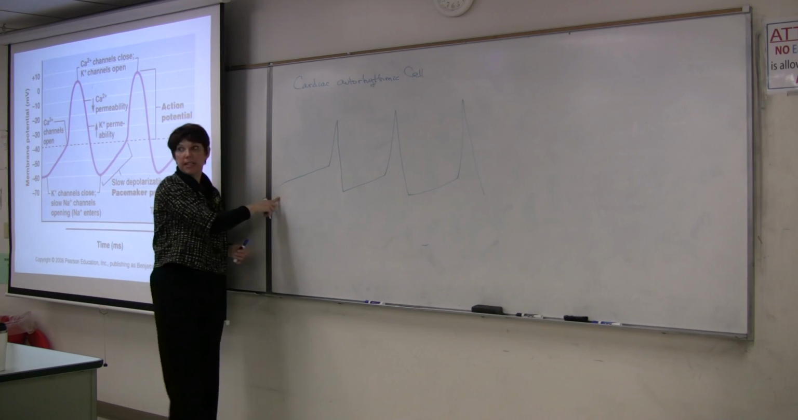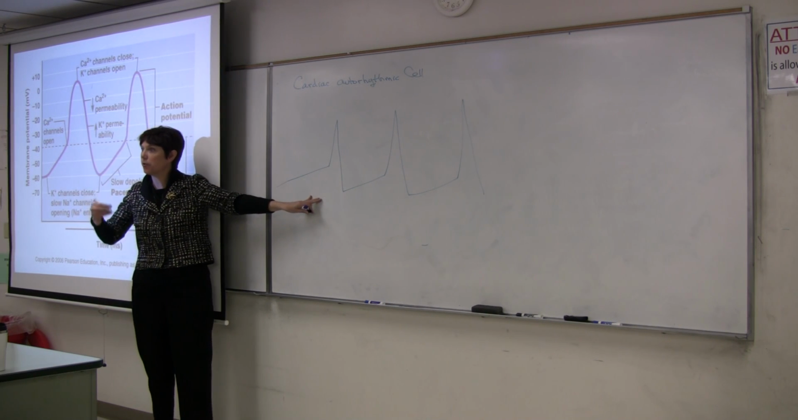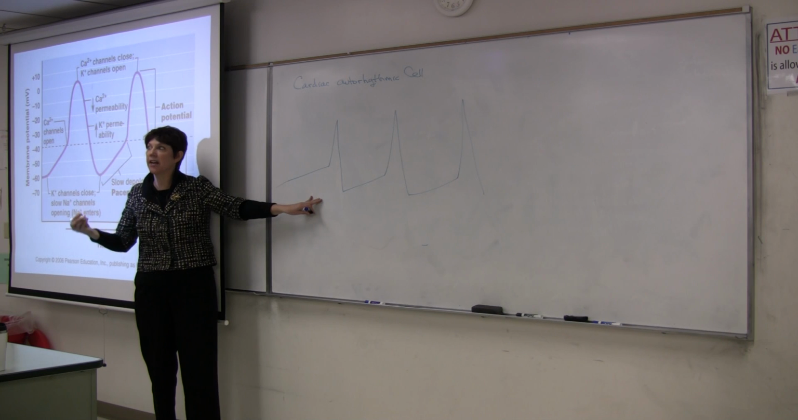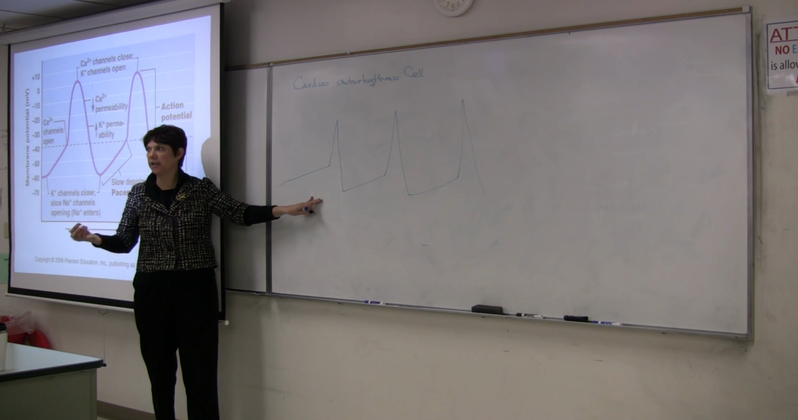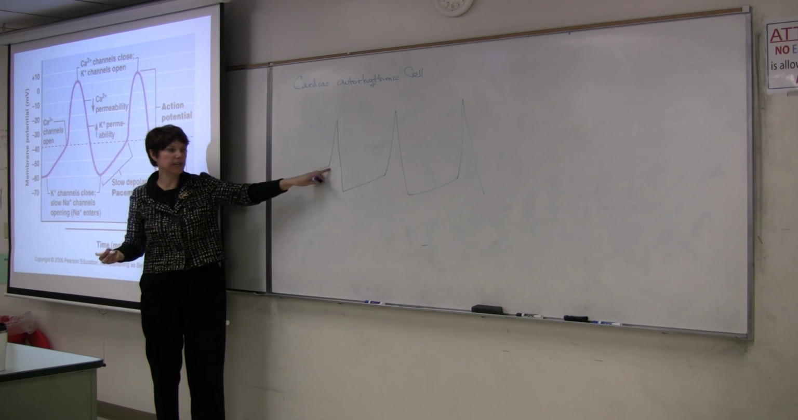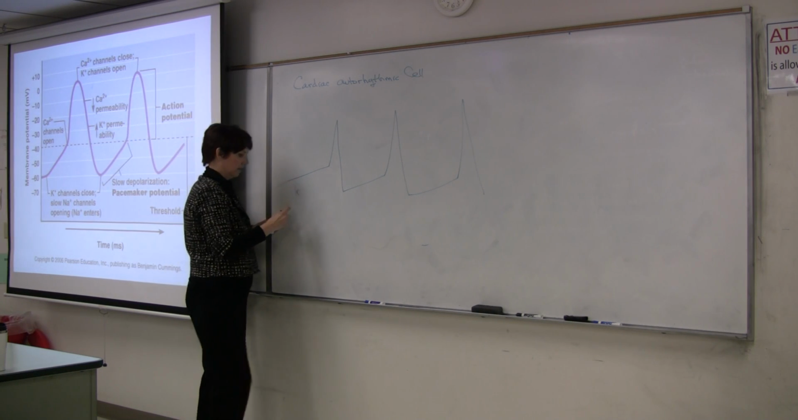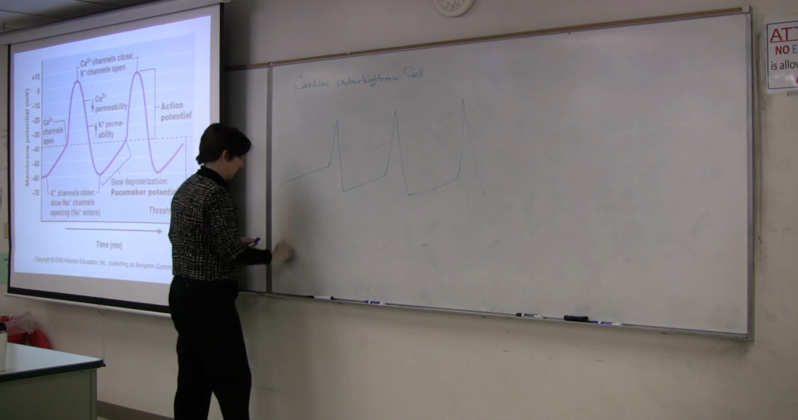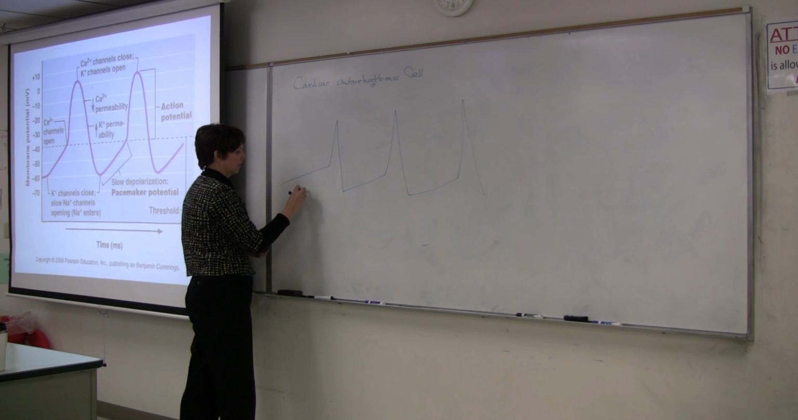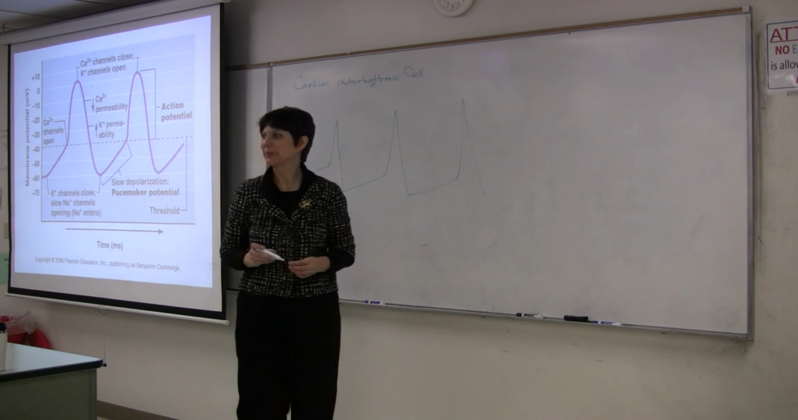Would this be an action potential or a graded potential? A graded potential. So we need a high enough number, a strong enough current, and a current is just a flow of charged particles. So we need a strong enough current to reach threshold. That's obtained in our autorhythmic cells through leaky sodium channels.